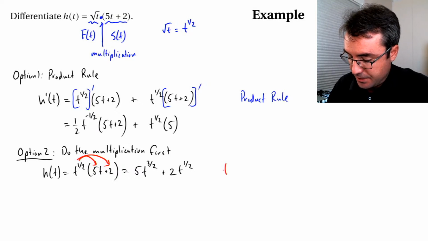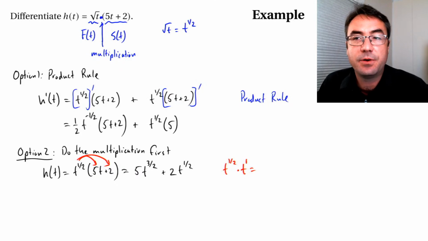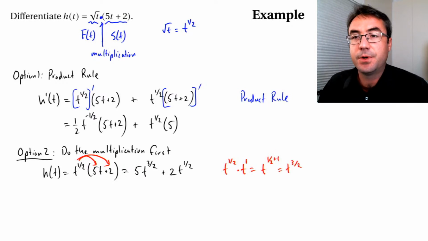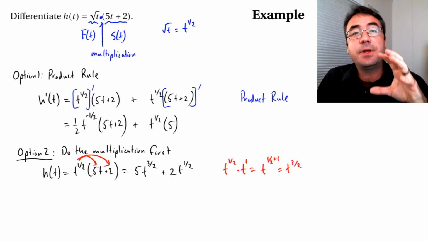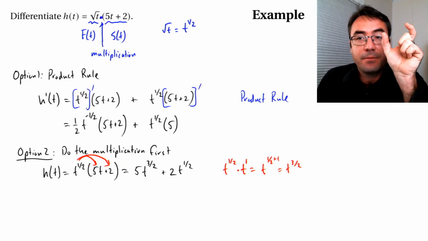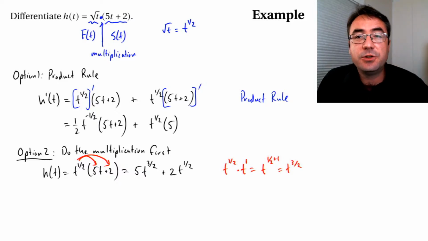So in case you don't see it, t to the 1/2 times t is equal to, really there's a hidden exponent of 1 there. And this is really t to the 1/2 plus 1, which is t to the 3/2. So when we multiply power functions like that, we add the exponents. So that's distributing, doing the multiplication first. And now if we look at it, we have basically a sum. We have the sum of two power functions, and we can do that with what we learned last week without the product rule.